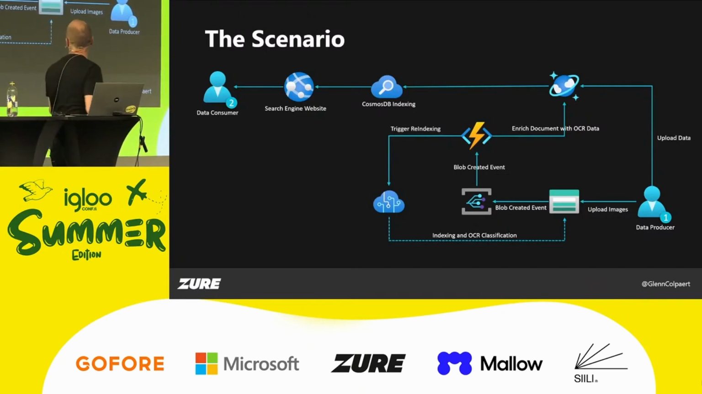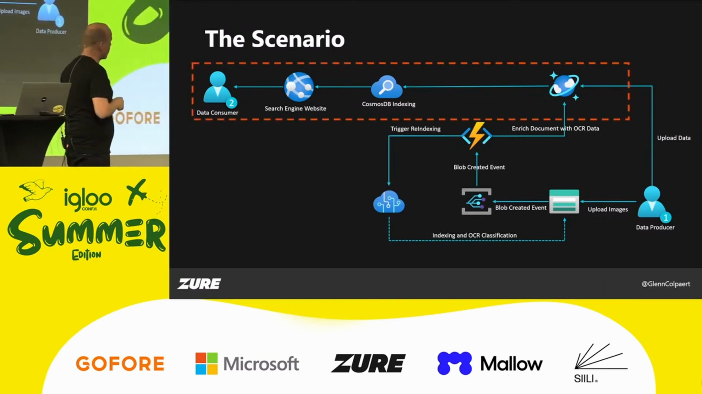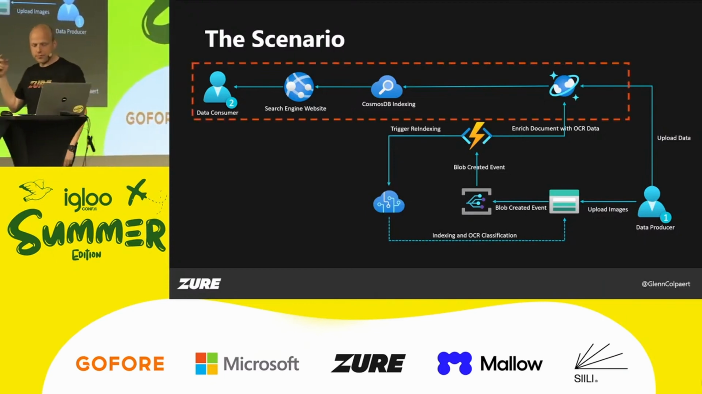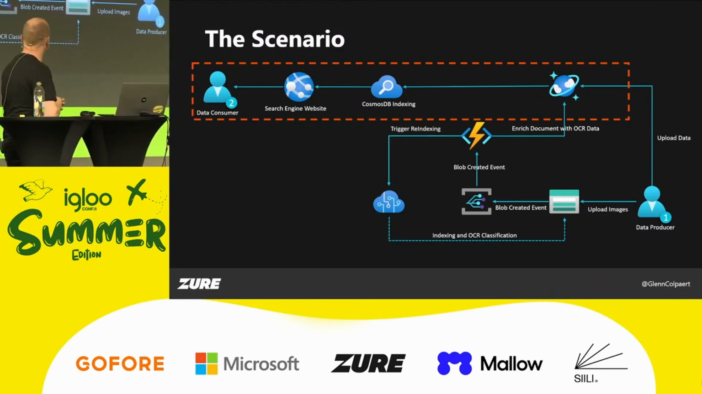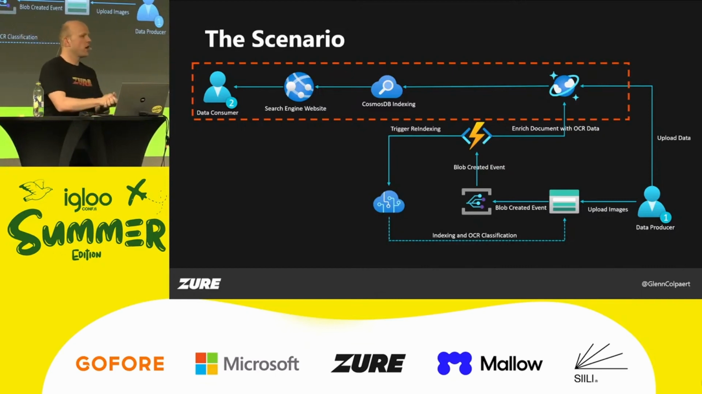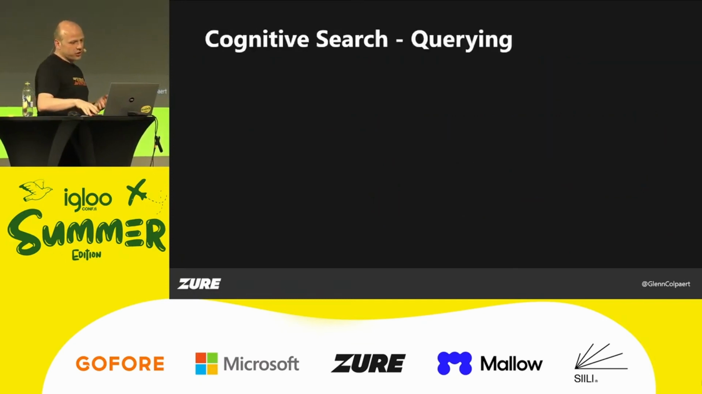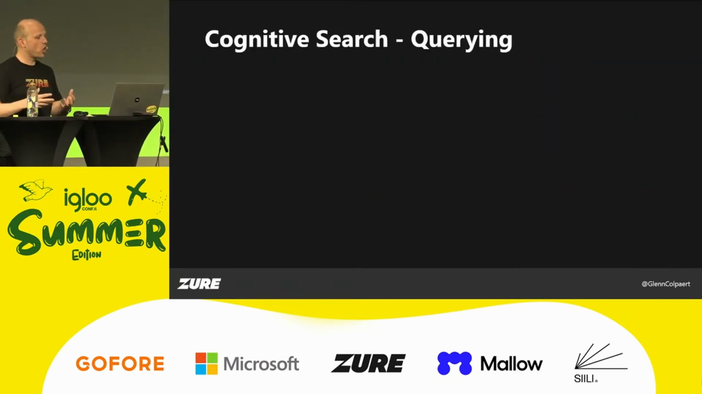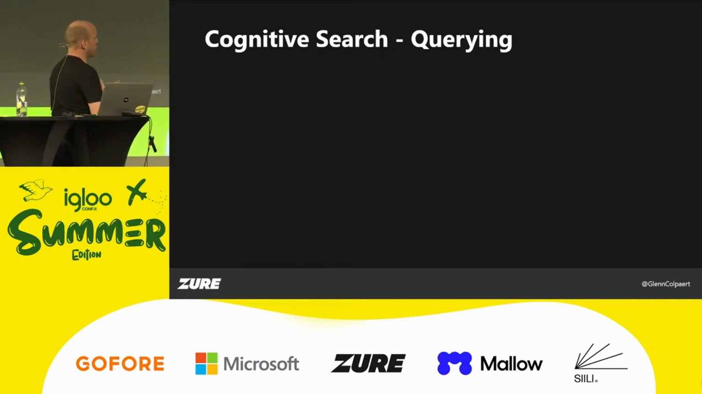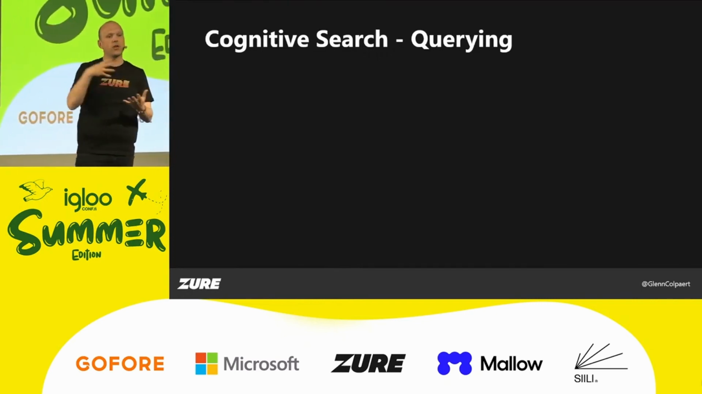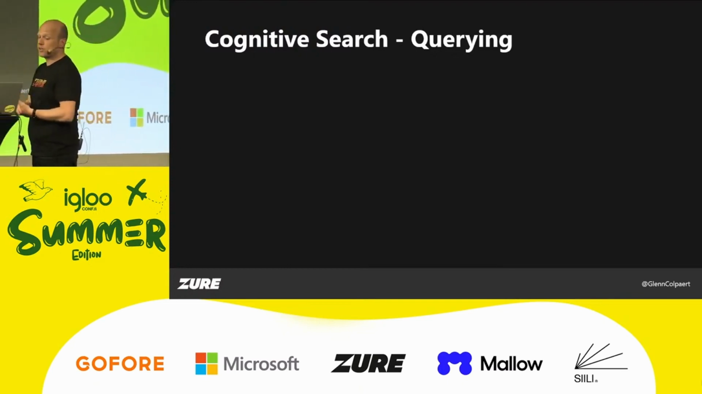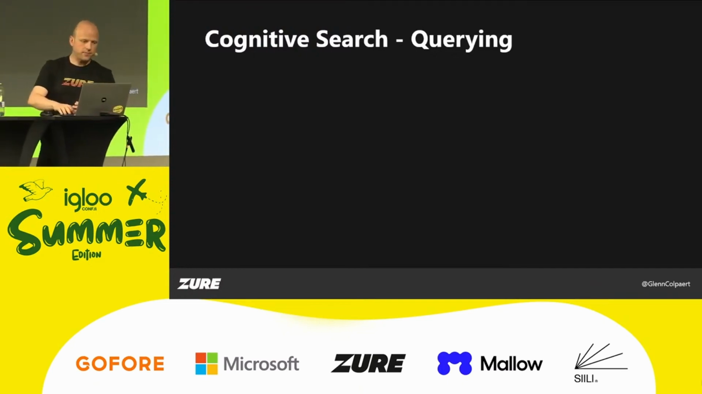So, in our scenario we're at this part where we've created the index, and now for our data consumer we want to create our search engine website where the data is made available. So cognitive search querying, as already mentioned, the scope for a search is always the index. So as a developer, you will be talking to that index and running queries towards that index.